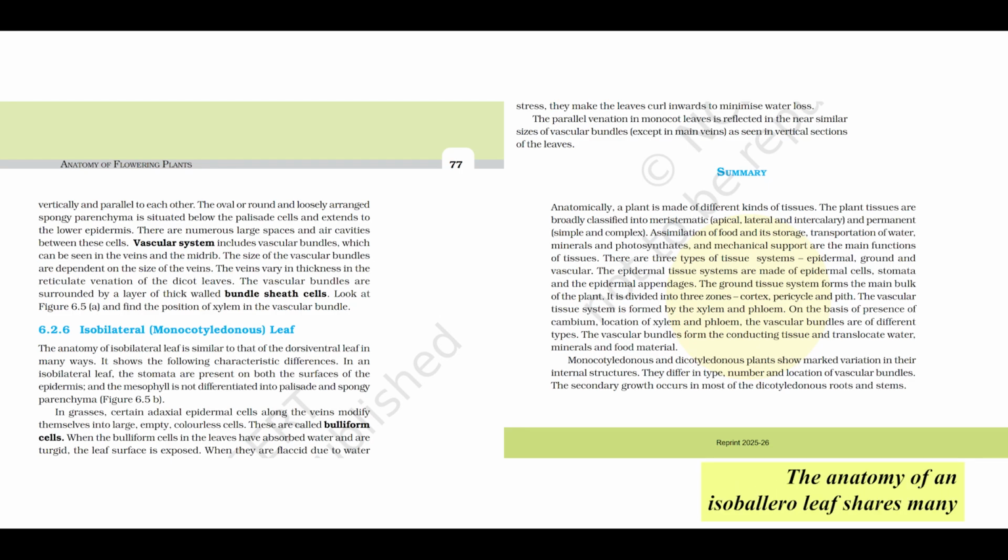The anatomy of an isobilateral leaf shares many fundamental similarities with the dorsiventral leaf. Yes, it possesses an epidermis, mesophyll, and a vascular system. However, it exhibits several characteristic differences that are exceedingly important for differentiation in your exams.